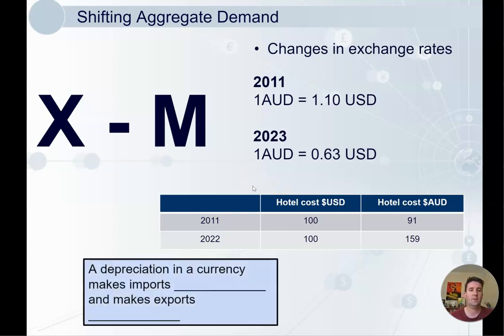Okay. So a depreciation in a currency, that's when the value of the currency falls, that makes imports what? It makes them more expensive. So this hotel room that we're buying, that counts as an import because we're buying it from overseas. And it would make exports cheaper. So those same people coming to Australia, their hotel rooms that they buy in Australia would be a lot cheaper for them because the US dollar is now worth a lot more.